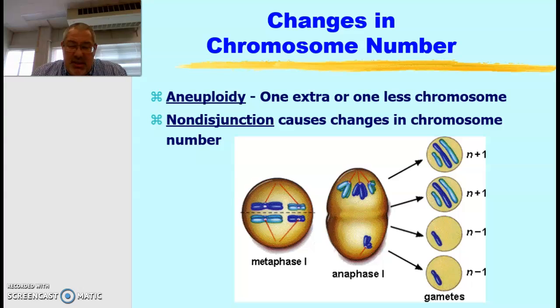It usually occurs in anaphase, and the chromosomes do not separate properly. So one of the gametes acquires maybe an extra chromosome and the other acquires one less. So non-disjunction, a failure of chromosomes to separate properly, typically in anaphase of meiosis, tends to result in a chromosomal mutation called an aneuploidy.